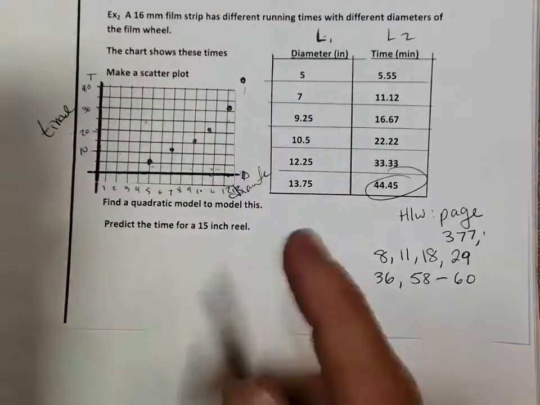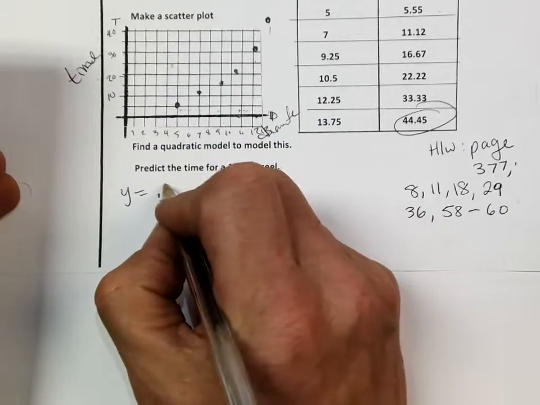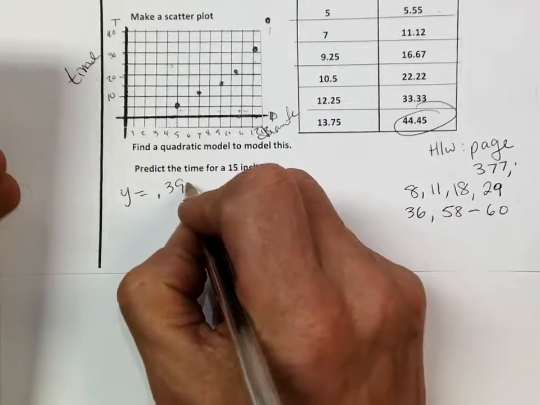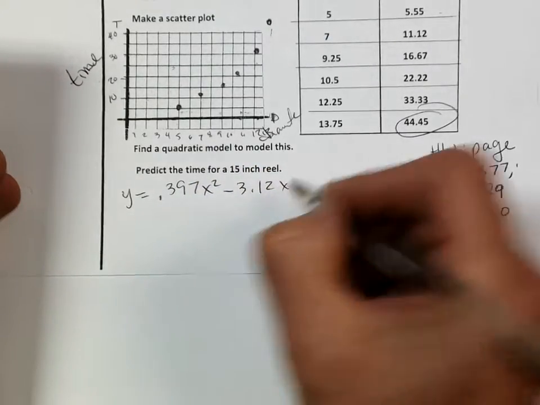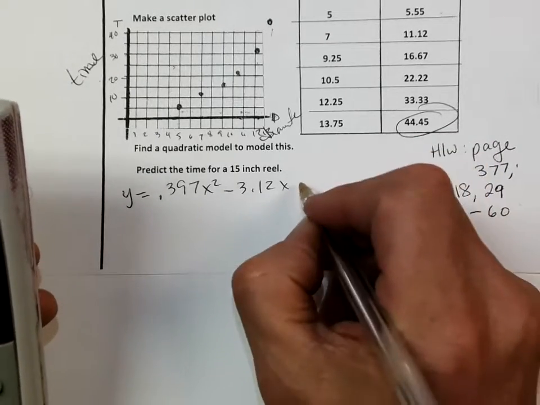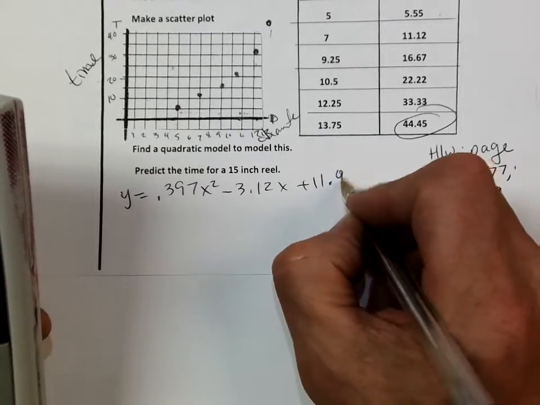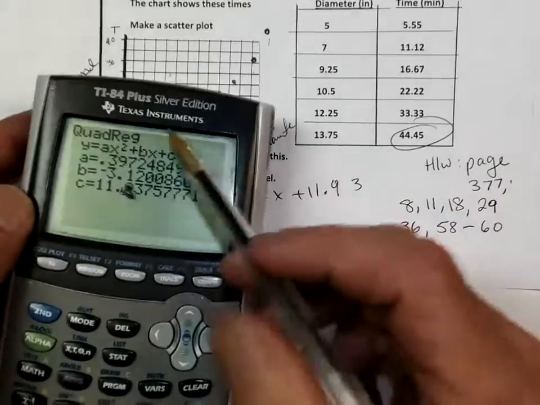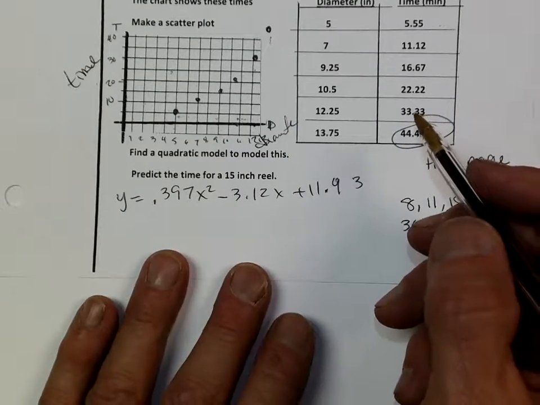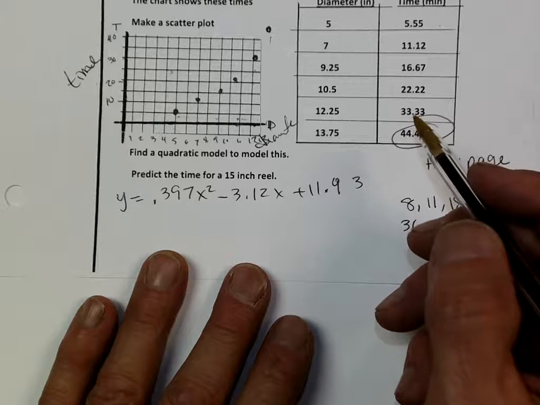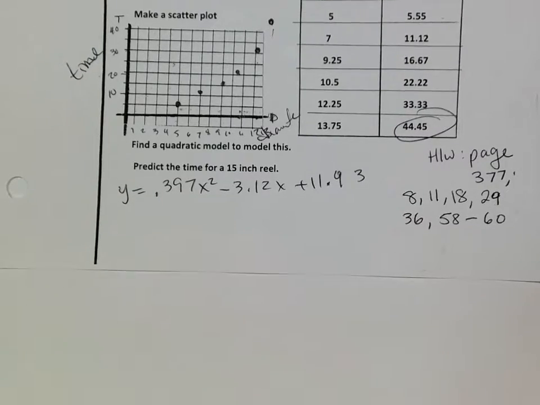I'm going to have an answer of y equals about 0.397x squared minus 3.12x plus 11.93. I got a little smash in my calculator. See, I can't tell. Well, I didn't put in the L1 or the L2, but it's okay, it defaulted. Now, how do we know how good our line is?